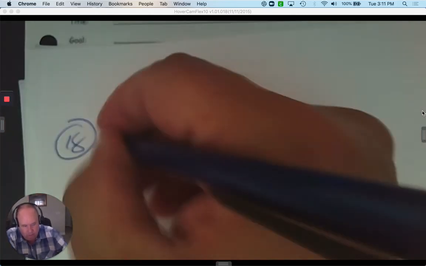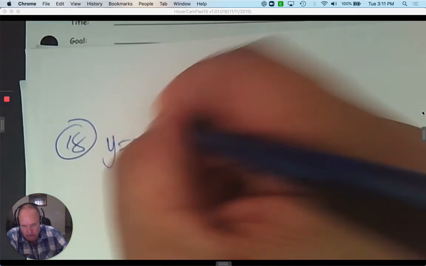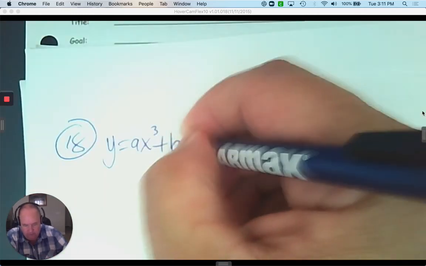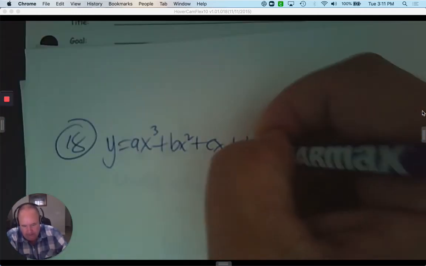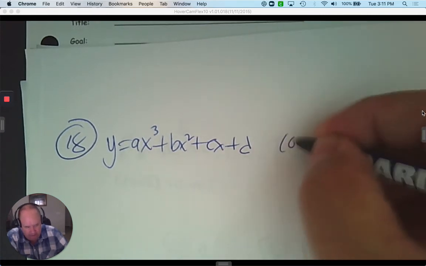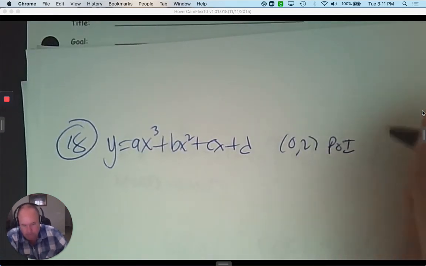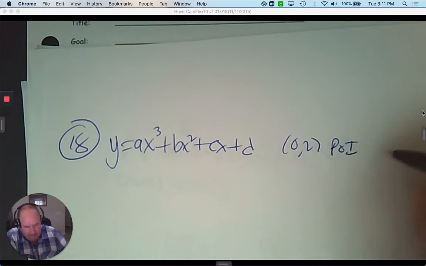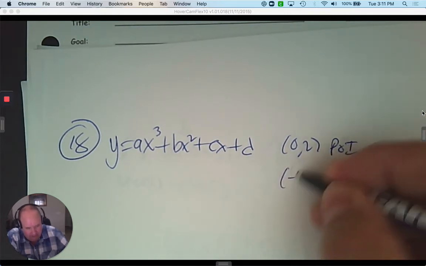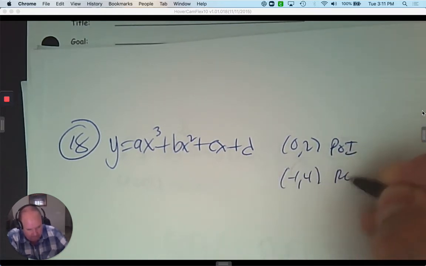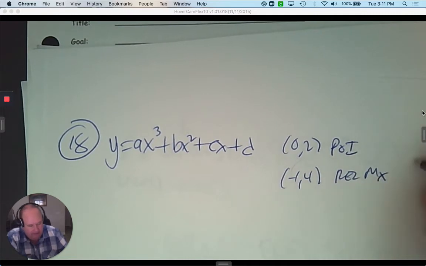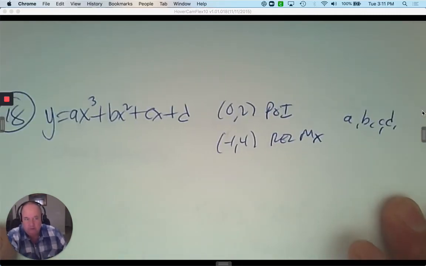If the graph y equals ax cubed plus bx squared plus cx plus d has a point of inflection at (0, 2), and a relative maximum at (-1, 4), find a, b, c, d. This is a substitution and system question.